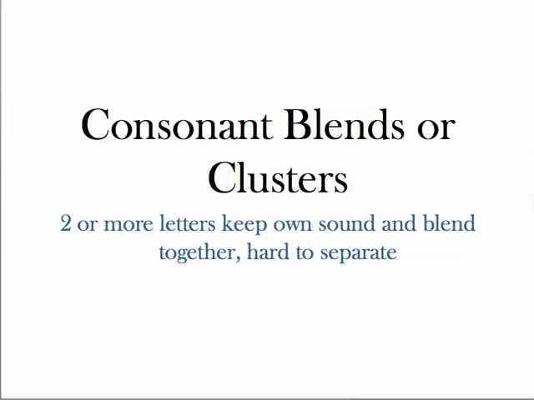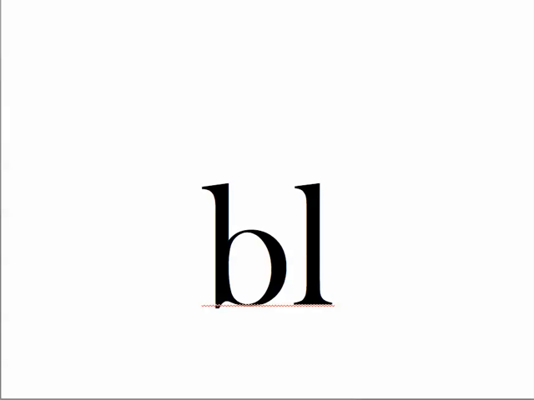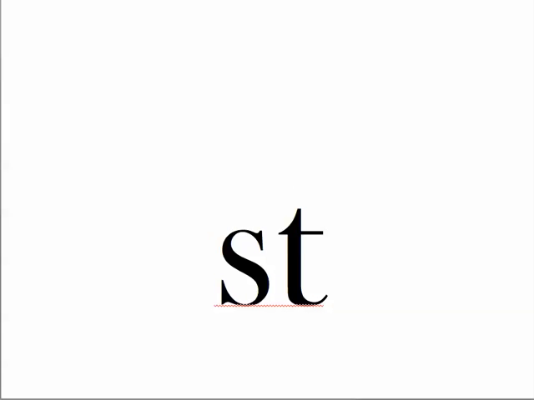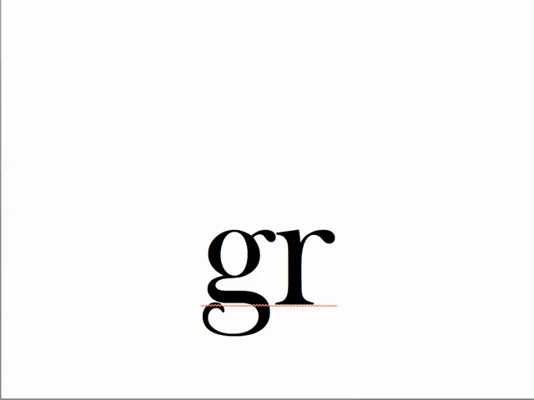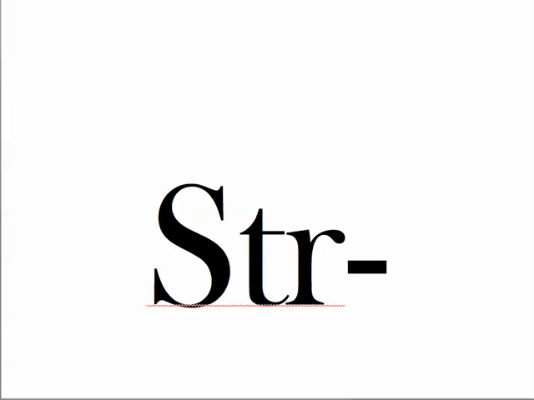We're now going to look at consonant blends or clusters, which are two or more letters which keep their own sound but are blended together. And when they're blended together, it is very hard to separate. Some of the blends are SL, BL, ST, CL, GR. A three-letter blend is STR.